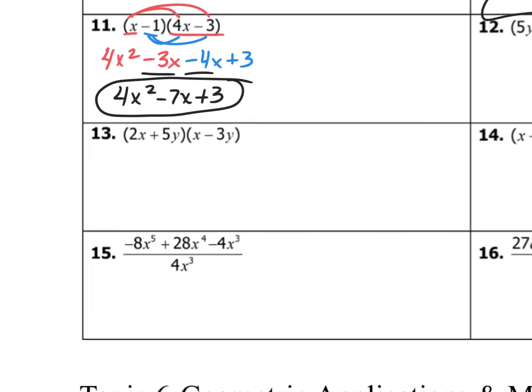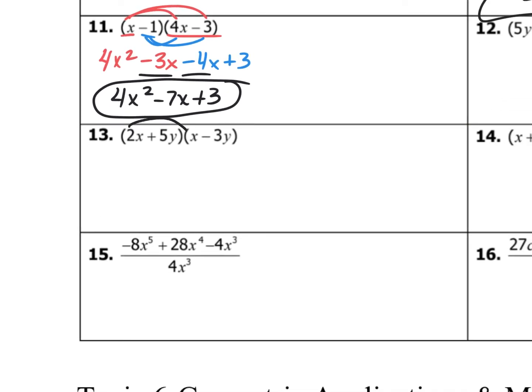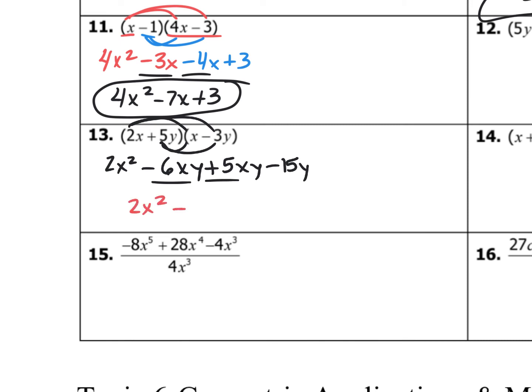All right, 13. 2x times x, 2x squared. 2x times negative 3y is negative 6xy. 5y times x is 5xy, and 5 times negative 3y is negative 15y. Two inside terms will combine, so we get 2x squared minus xy minus 15y squared. Actually missed the squared there.